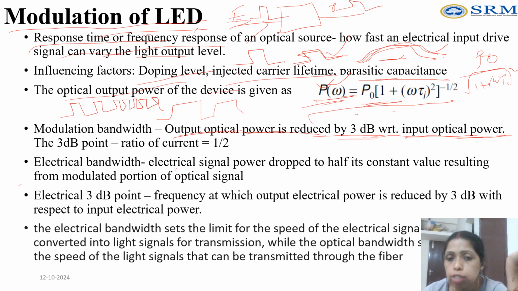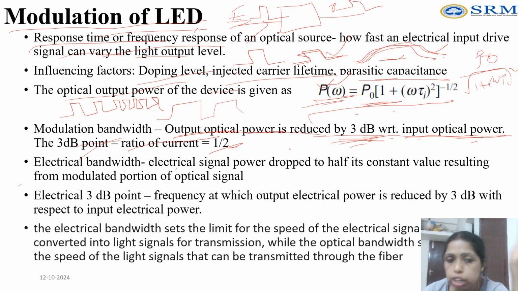How much reduction? The 3 dB is the margin point. If output power is reduced by 3 dB with respect to input power, that much bandwidth is called the modulation bandwidth. And the 3 dB point, how can you define it? The ratio of the current is half. If the ratio of the current is half, that depends.